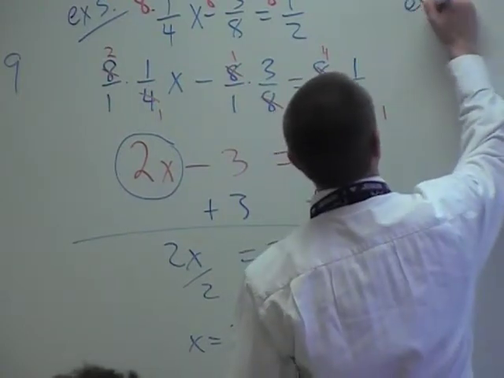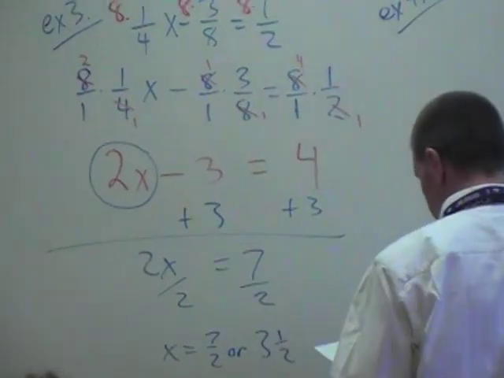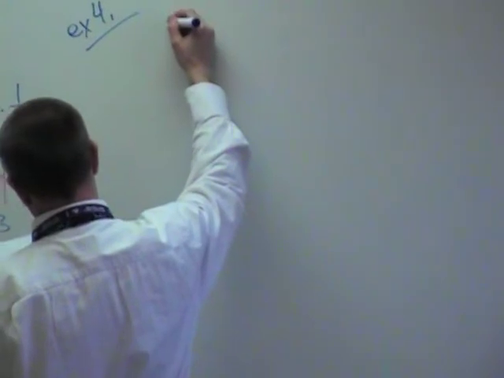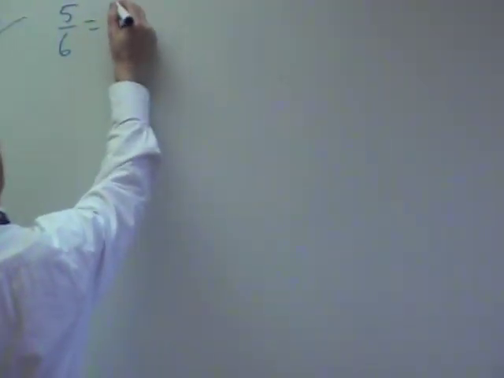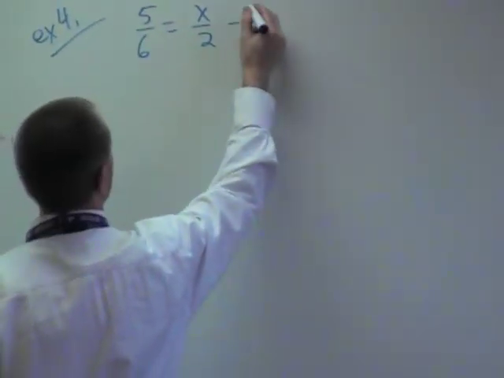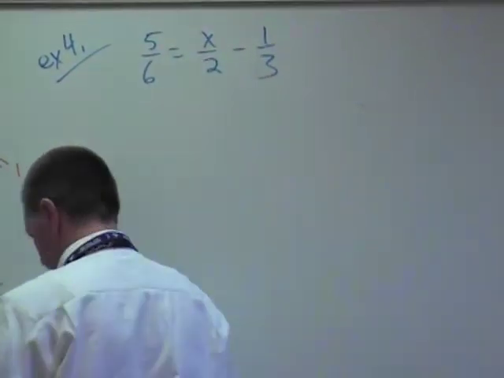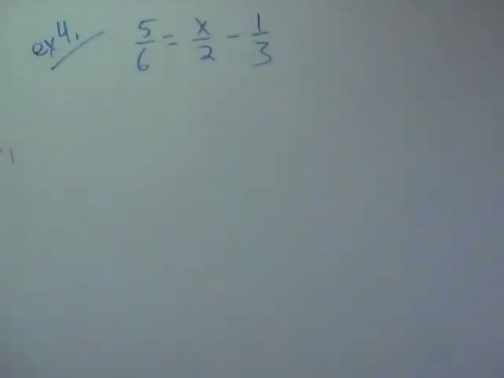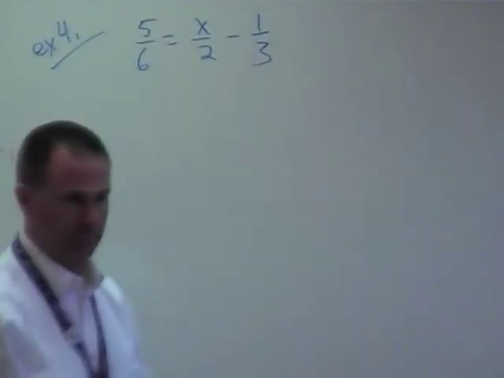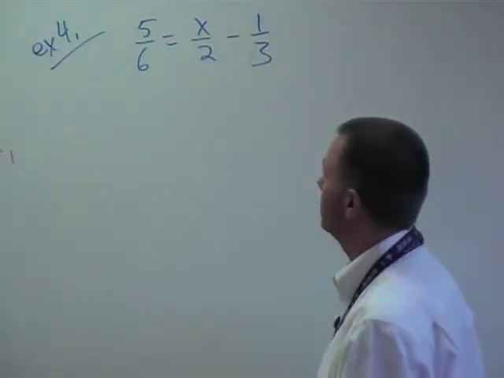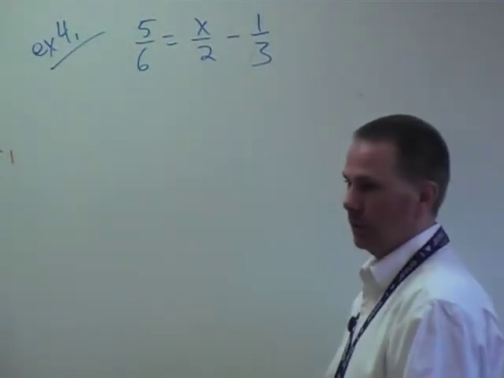Example 4. Five over 6 equals x over 2 minus 3, minus 1/3. Anna, what's the common denominator? What are we going to multiply everything by?